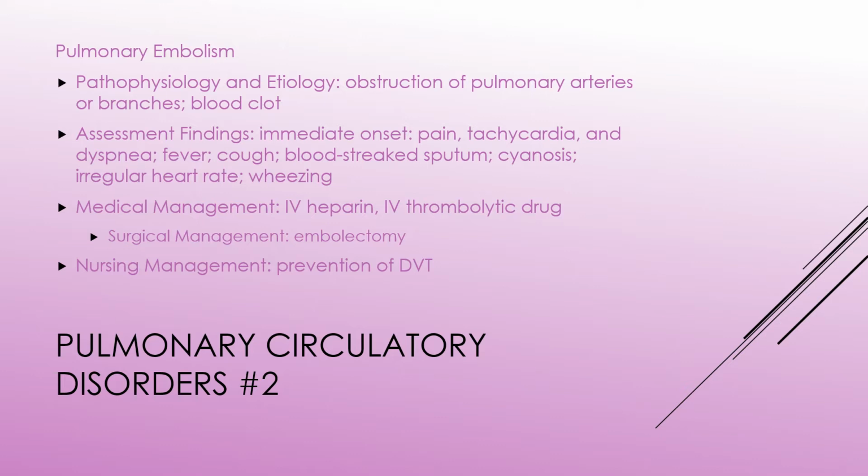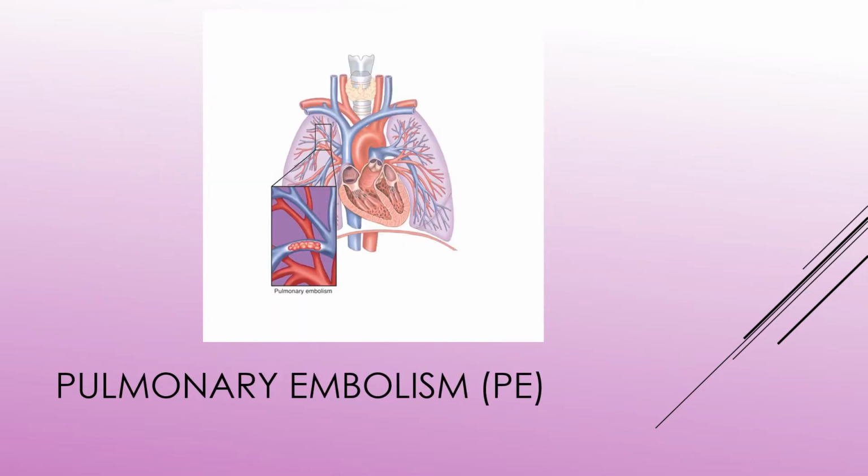Surgical management, embolectomy. Nursing management: the biggest thing that we need to focus on is preventing a DVT. If we can prevent those DVTs, we won't have to worry about the possibility of a pulmonary embolism. Here's just a picture of what a pulmonary embolism could look like. I want y'all to know box 21.8. This talks about how to prevent pulmonary embolisms.